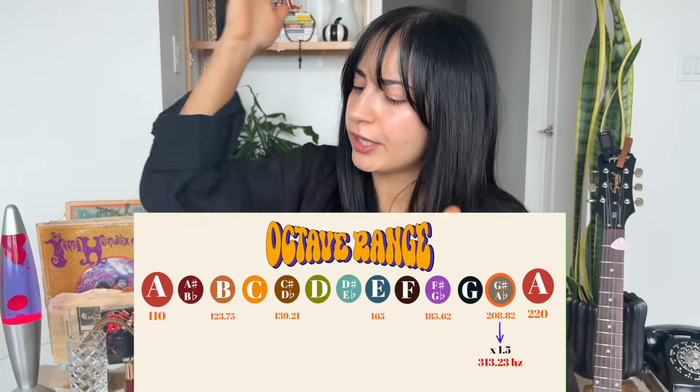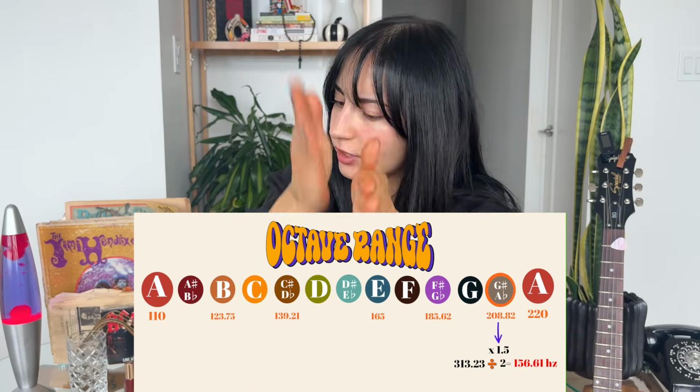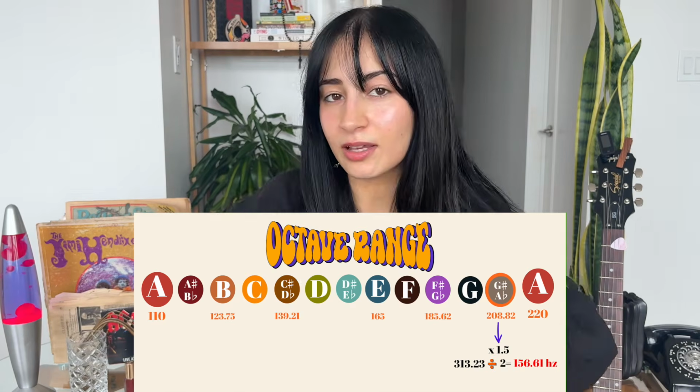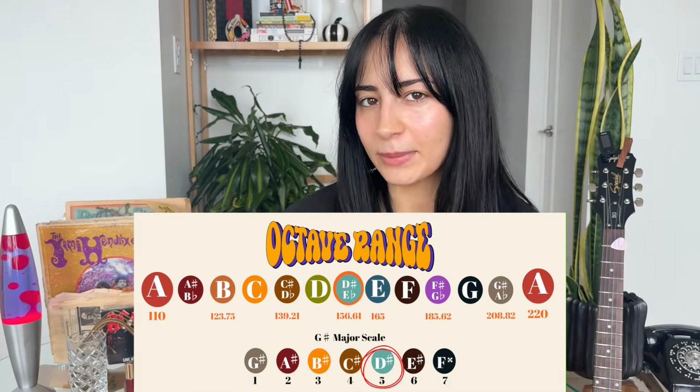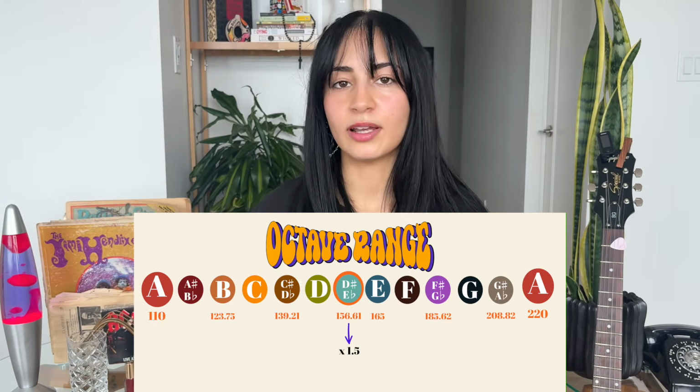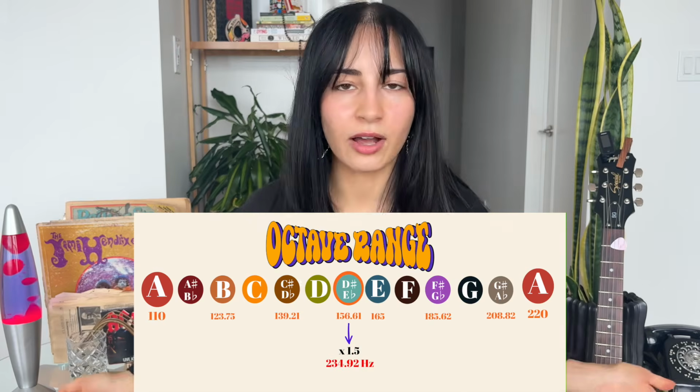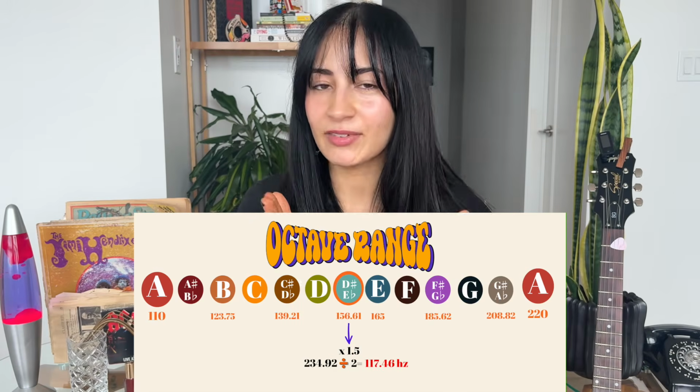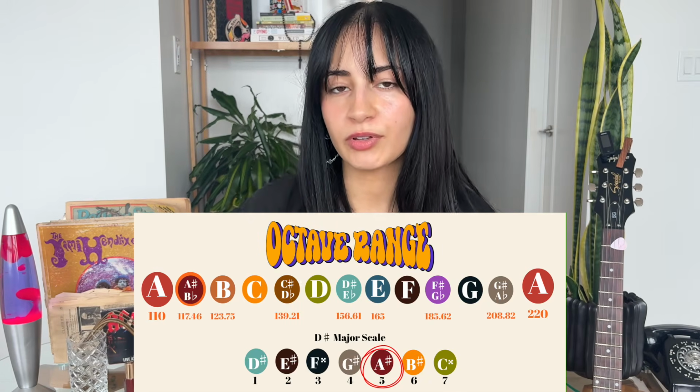No bueno. Cut it in half. Cut it like a pie. And we get 156, which is the note of D sharp. Then we'll multiply that by 1.5 and we get 234. Again, we got an octave reduced. Cut it in half and we get 117, which is the frequency of D sharp's perfect fifth, A sharp.